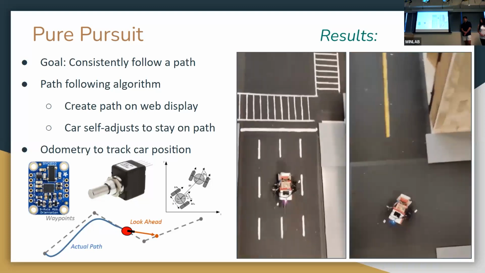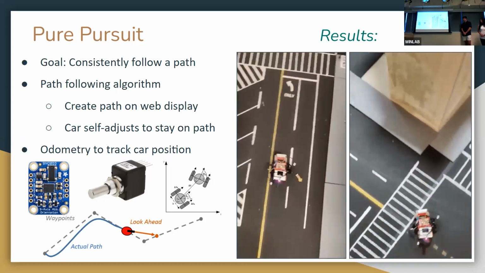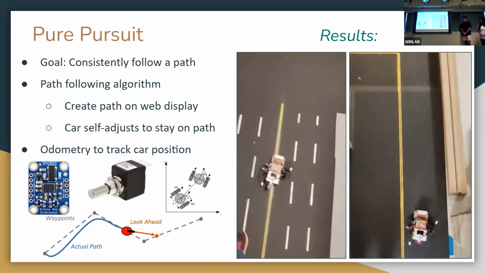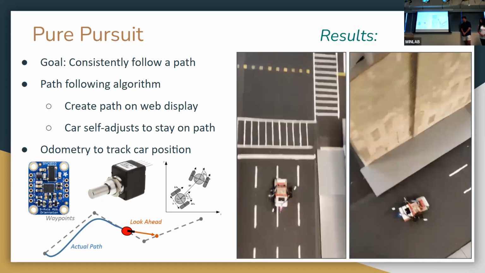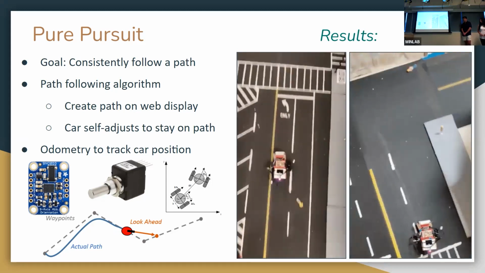And to do that, we created a pure pursuit algorithm, which basically uses the car's position to self-adjust to stay on the path. And to get the car's position, we had to use odometry. So for that, we use the IMU to get the angle and the encoder to get the distance. So based on those two values, we can do math to figure out where the car is in order for the car to follow the path accurately.